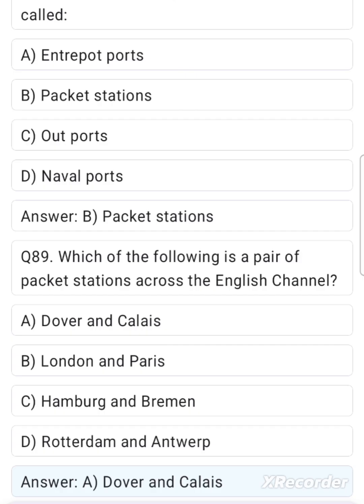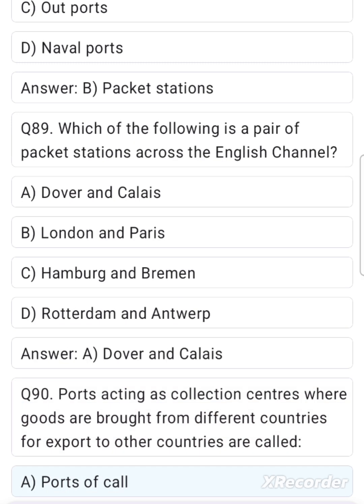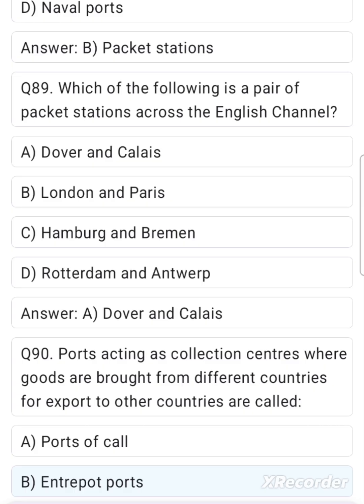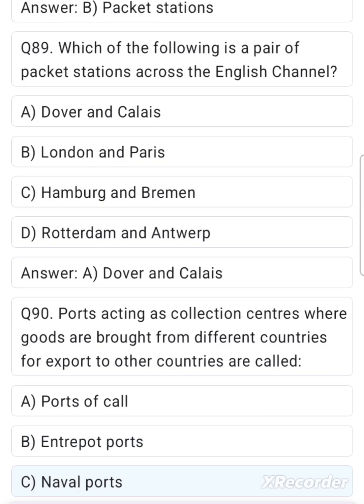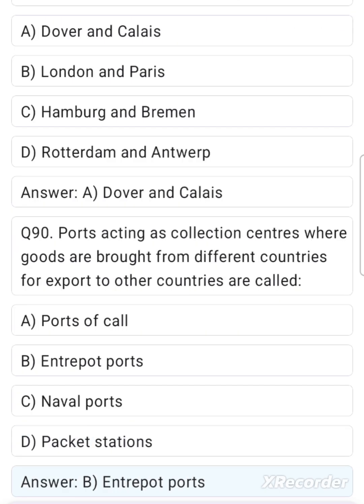Q90. Ports acting as collection centers where goods are brought from different countries for export to other countries are called A. Ports of call. B. Entrepot ports. C. Naval ports. D. Packet stations. Answer: B. Entrepot ports.